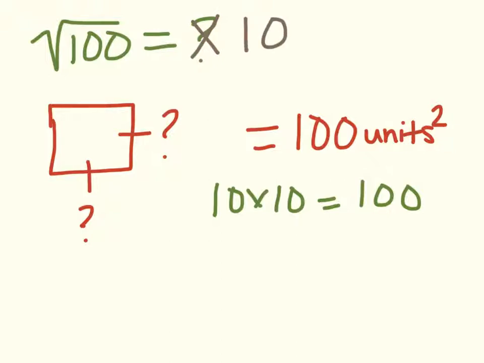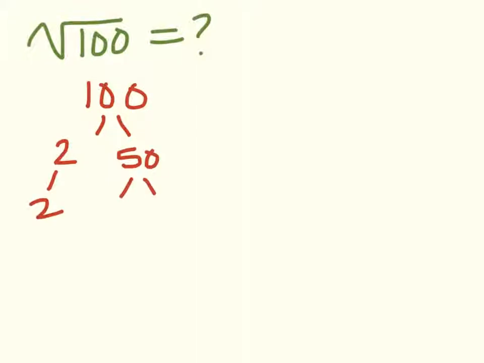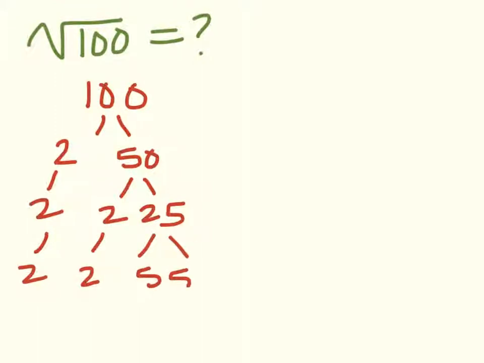There is another method that I'd like to show you, though, if you don't want to rely on your memory for your basic facts. You can also use prime factorization to figure out what the square root of a number would be. So let's factor 100. Let's see, we'll have 2 and 50, carry down our 2, 2 and 25, carry down those 2's so we don't forget about them, and 5 times 5. Okay, there's our prime factorization. 2 times 2 times 5 times 5.